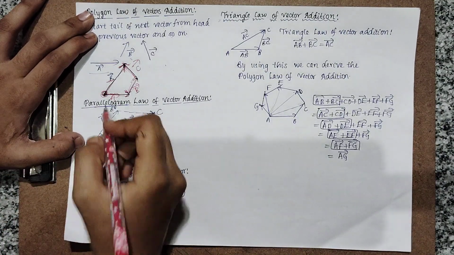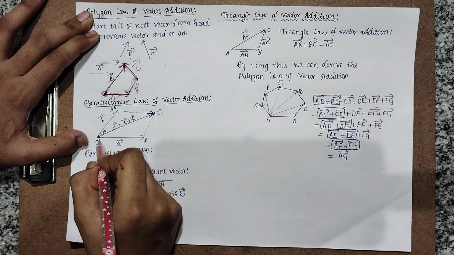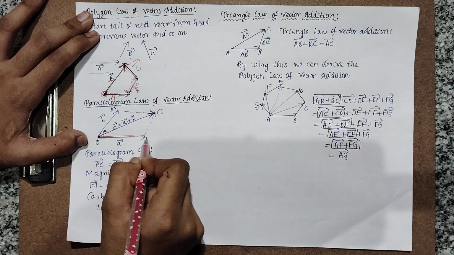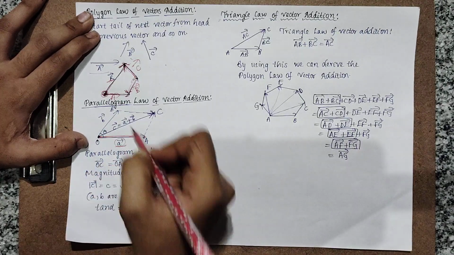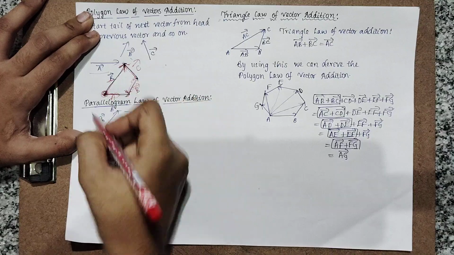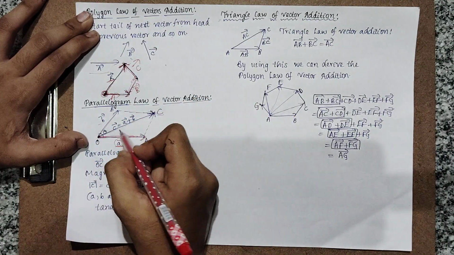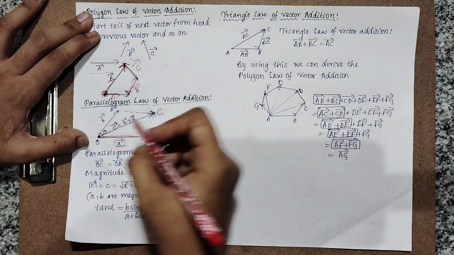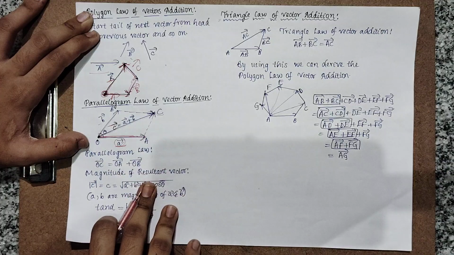Let us suppose this is your point O. This is a fixed point, and from this, let us say this is your OA bar, which is represented as A bar, and this is your OB, which is equal to B bar, and this is your OC, which is represented as C bar. Now your C bar will be equal to A bar plus B bar.